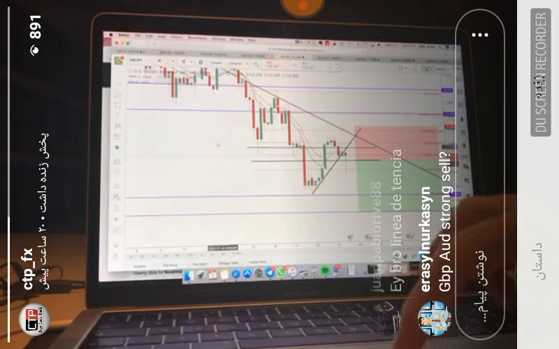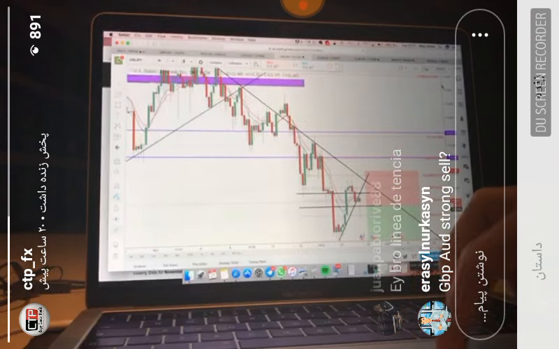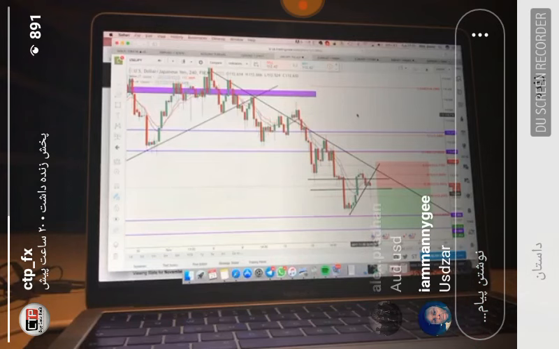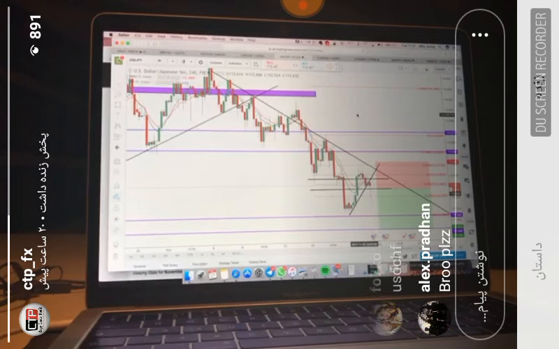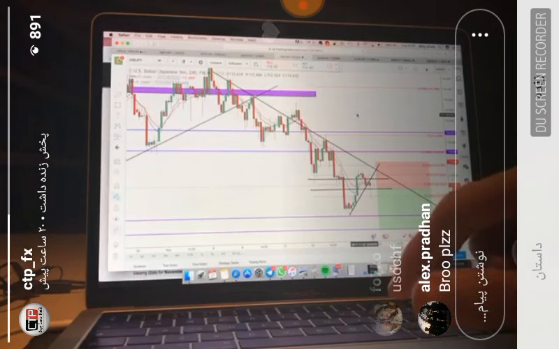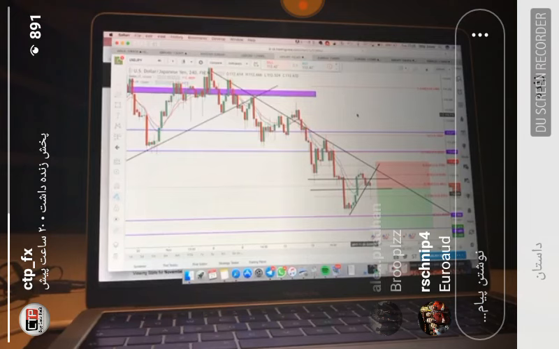So, any other pairs you guys want me to look at while we're here? USD is quite a popular one. Alex Pradham, not sure if you've previously commented, mate. Just send me a DM or a WhatsApp if you have any questions. Again, I can't quite read through all the comments while I'm doing this.